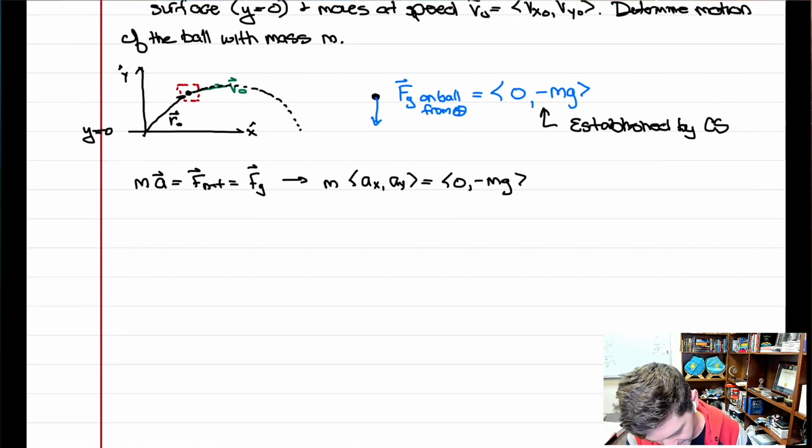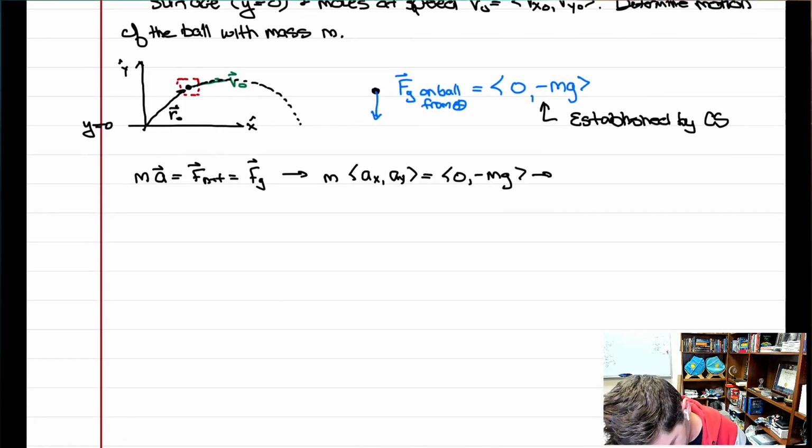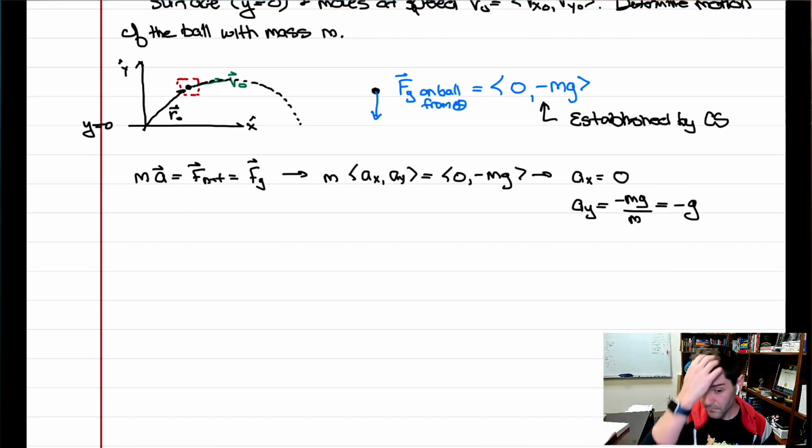So this implies that the acceleration in the x direction is 0, or 0 divided by m, and the acceleration in the y direction is negative mg divided by m, or just negative g, a constant equal to 9.8 meters per second squared. Great, but we're not done. We want to determine the motion of the ball. That means I want position as a function of time.